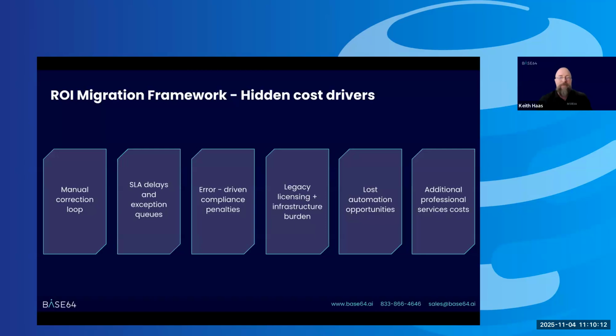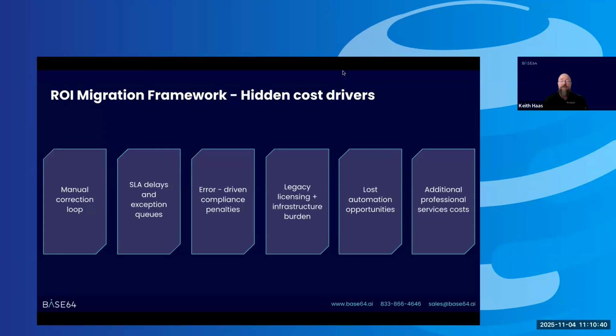So we're going to get a little bit of financial clarity. What is legacy OCR truly costing you? You've got hidden cost drivers that a lot of people don't really look at when they're examining the overall cost. You've got manual correction loops. Bad accuracy comes through, and then your offshore team goes through and does the manual correction for multiple different types of templates that come through, which then leads to SLA delays and exception queues.